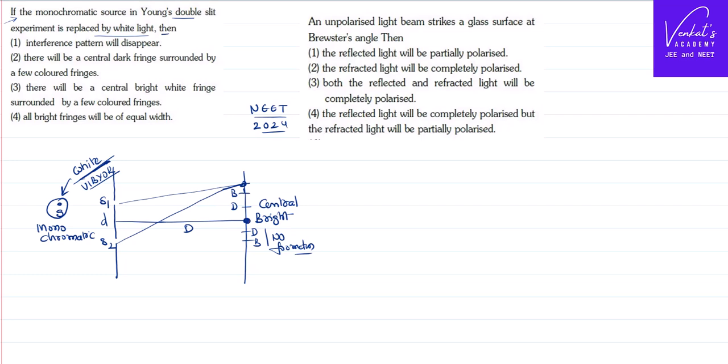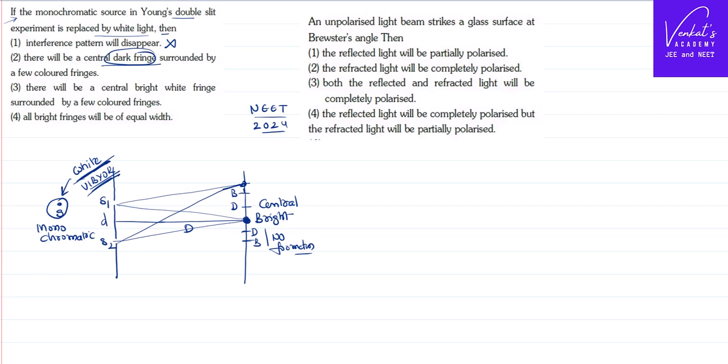There will be a central bright, and other patterns due to the other colors, because this is white light and many colors are there. So "interference pattern disappears" is not the right answer. "There will be a central dark" is wrong, because there will always be a central bright spot, as the wavelengths of each color form a bright spot there.